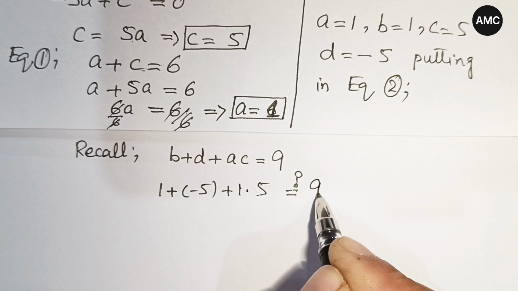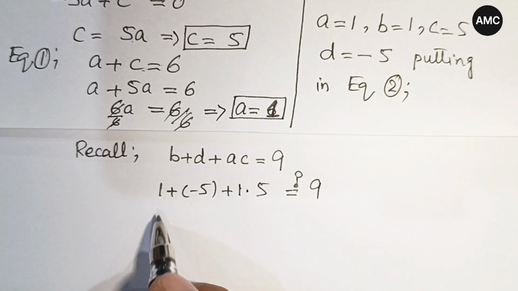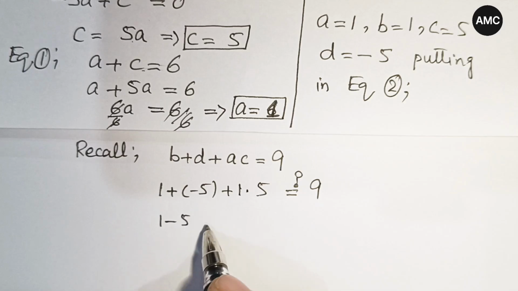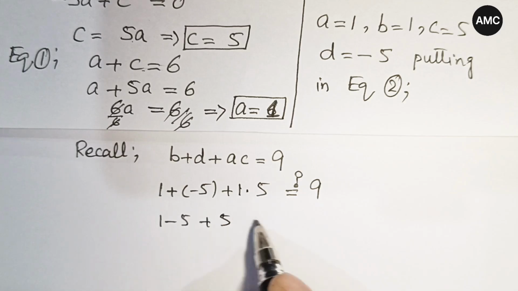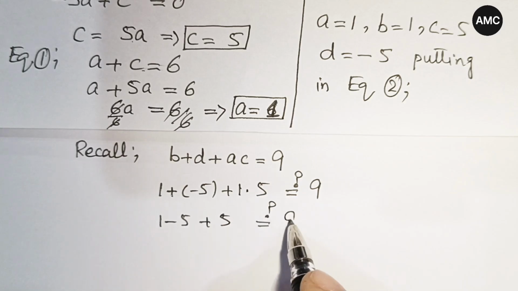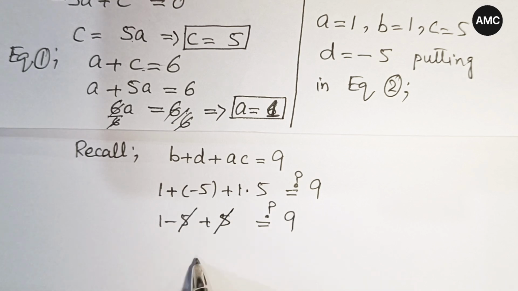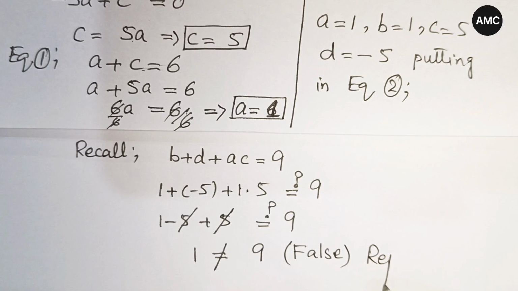Now is it equal to 9? So here we get 1 minus 5, and plus 5 times 1 is 5. Is it equal to 9? So cancelling positive and negative 5, we get here 1 that is equal to 9, which is not equal. So 1 is not equal to 9, hence it is not true. So it is false. We are going to cancel this, reject this first case.